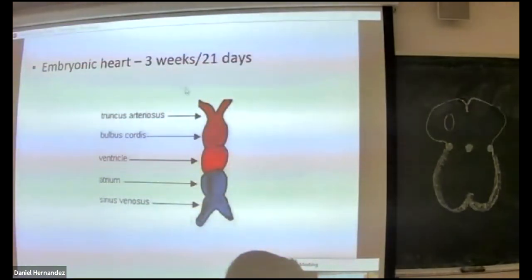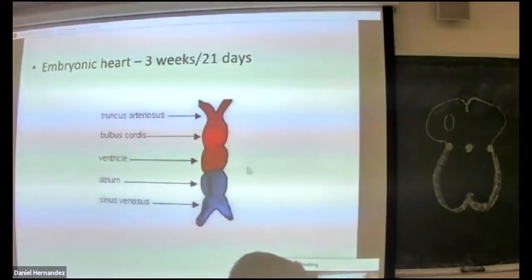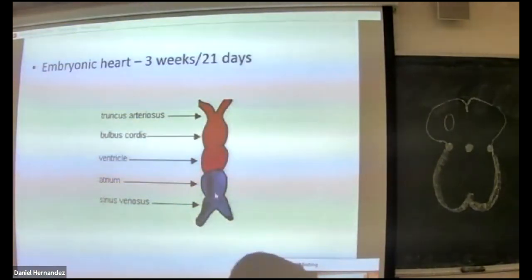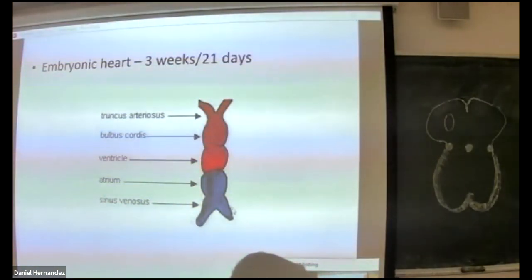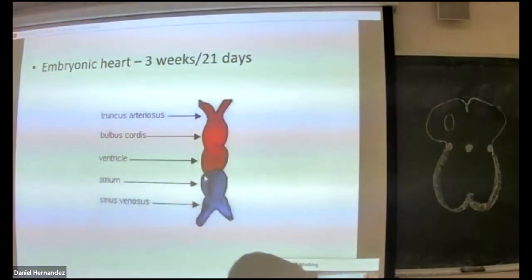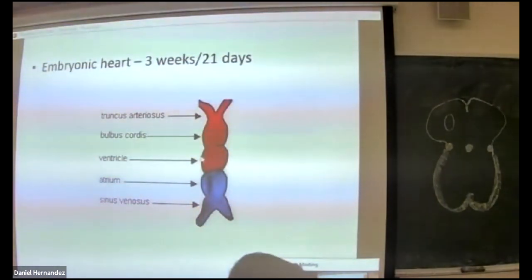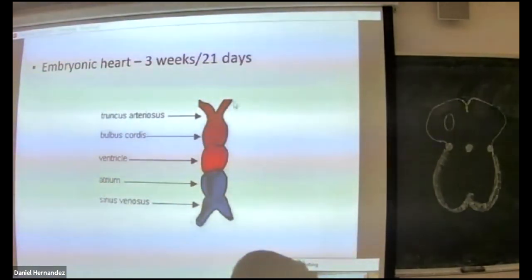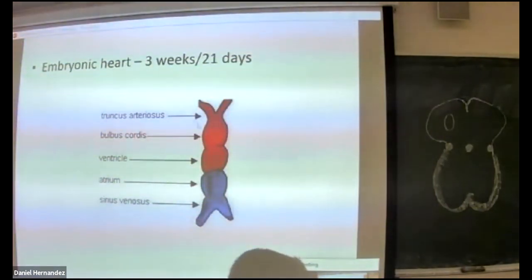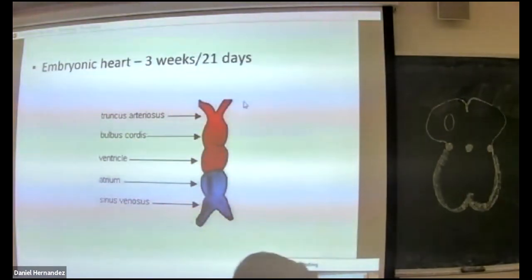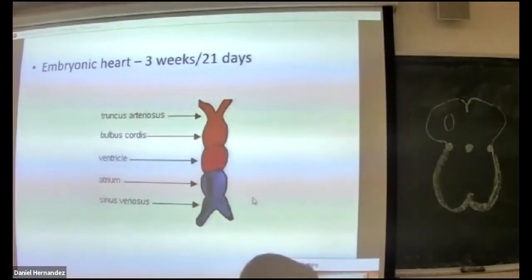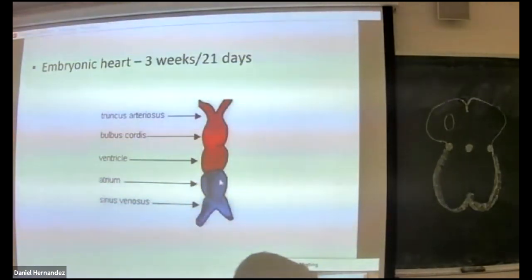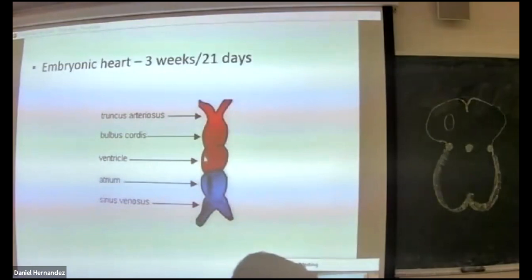This is a picture at about week 3. Down here you have your sinus venosus, so this is going to be the blood flow coming into the tube. Your atria, primitive ventricles, bulbus cordis, and the truncus arteriosus, which is going to develop into your aorta and pulmonary artery. If you notice from this picture, you have the atria on the bottom and ventricles above it.